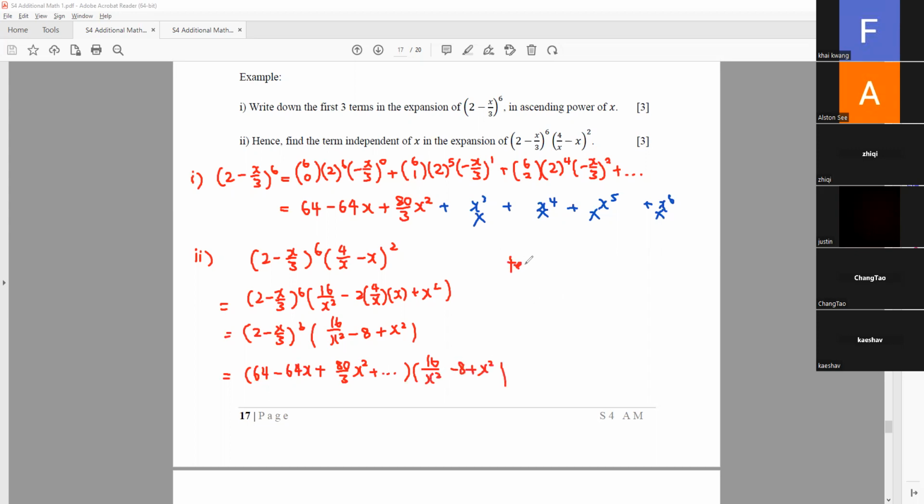So the term independent of x is just 64 times negative 8, plus x squared times 16 over x squared, because the x and x will cancel. So it becomes 80 over 3 times 6. Just like that. That is your answer already. Wait, term independent of x, x to the power of 0. Yeah.